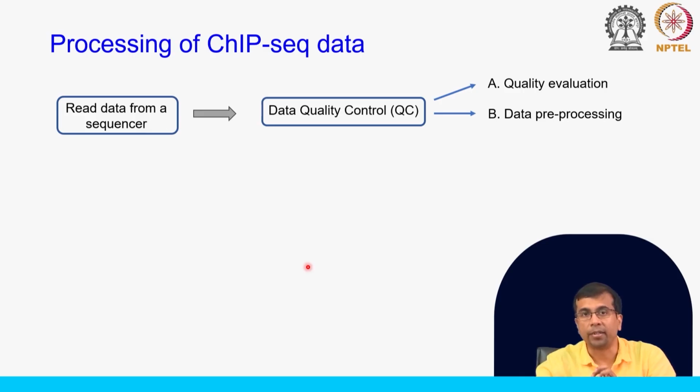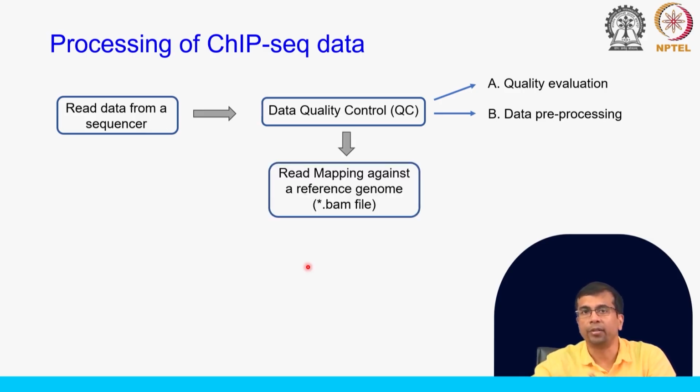Once we have done this, the next step is we do a read mapping against the reference genome. If we are working with the human genome, then we need to map the reads against the human reference genome, but if we are working with other organisms like mouse or Drosophila or plant, we need that reference genome. So, we take the reads and map against the reference genome. What we get is usually a SAM file, whose binary version is the BAM file.